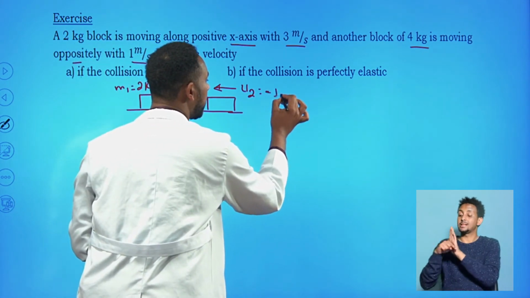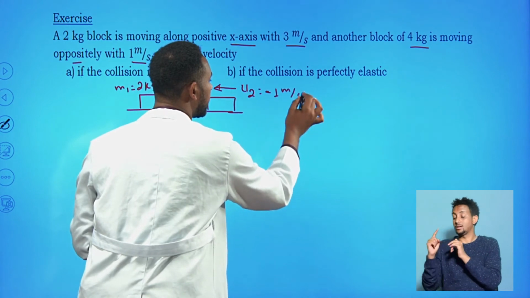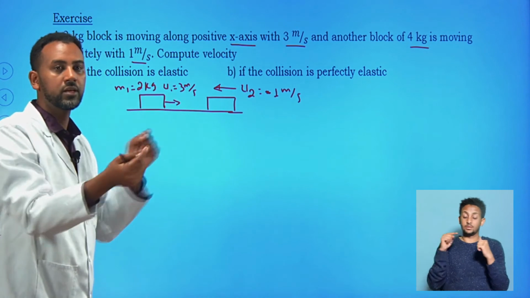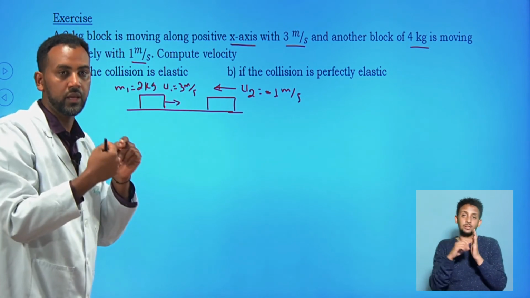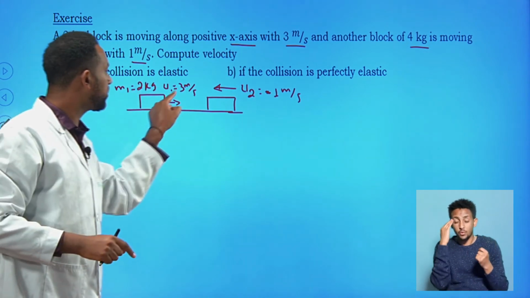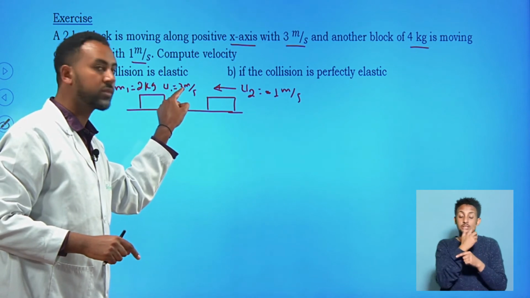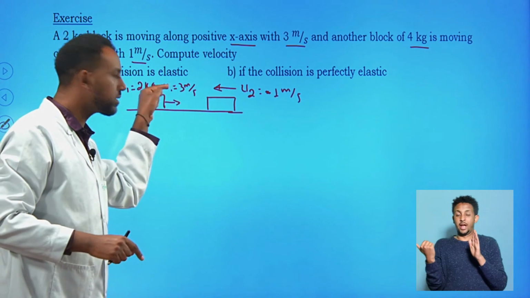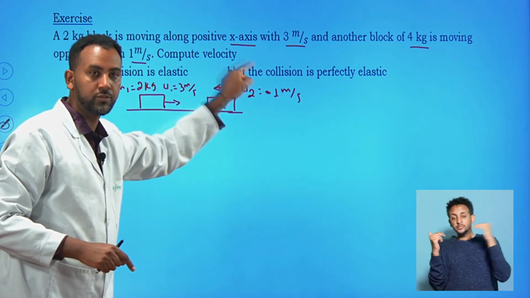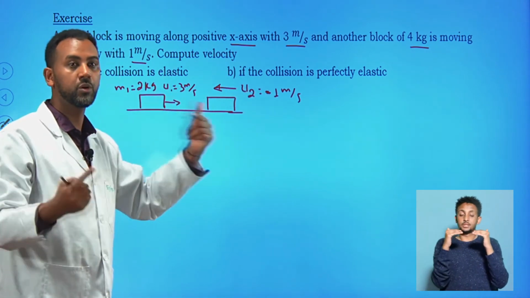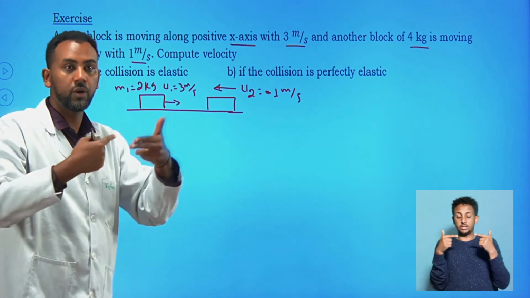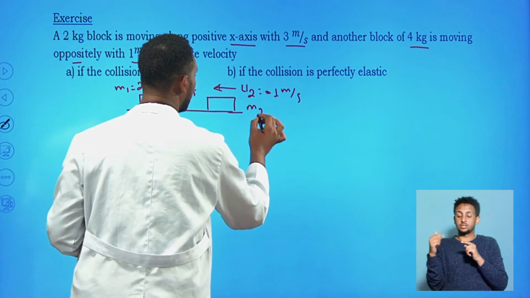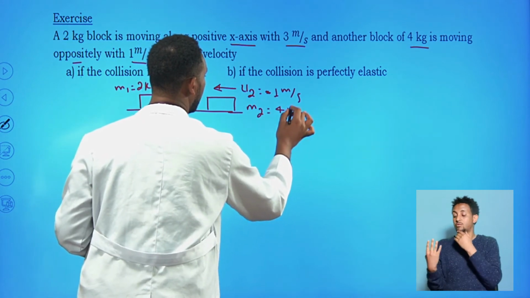The negative of 1 meter per second. It doesn't say negative 1 here, but it tells you that the particle is moving oppositely. If this is positive 3, you can put this as minus 3. If this is minus 3, you should put this as plus 3, because they are moving oppositely, they have opposite directions. And this is mass 2, and it has 4 kilograms.